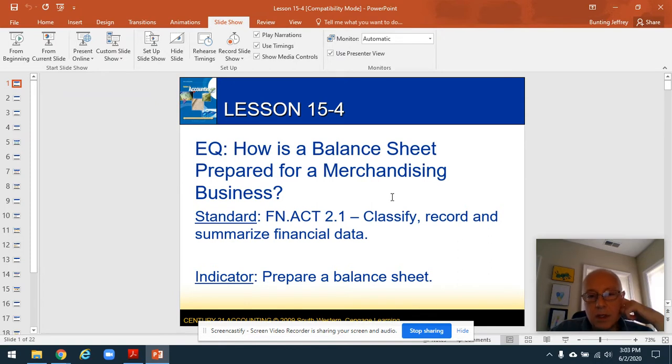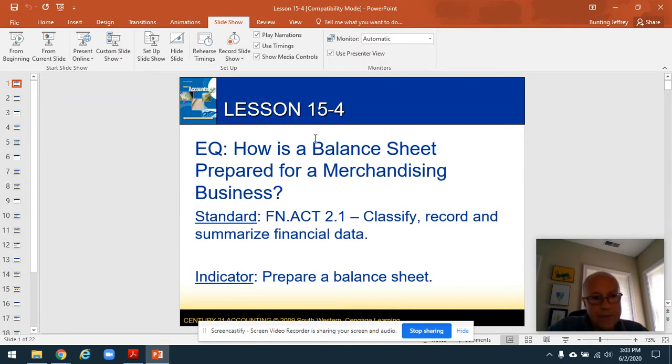The closing processes are an upgraded version of what we did in Chapter 8. It's kind of a step back. It's a little easier. I wish we could have gotten through it, but we can't, so we won't. But I am going to teach you how to do the balance sheet for a merchandising business.